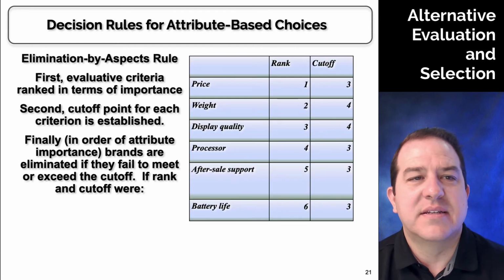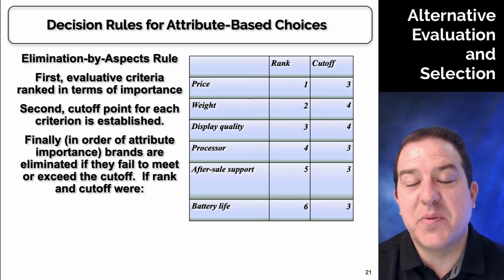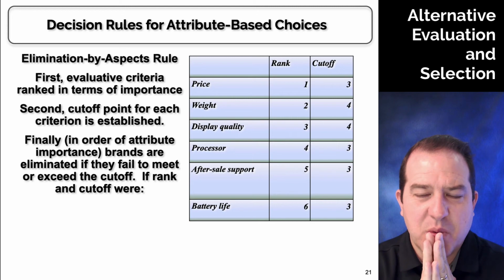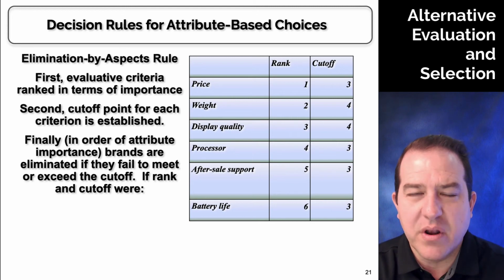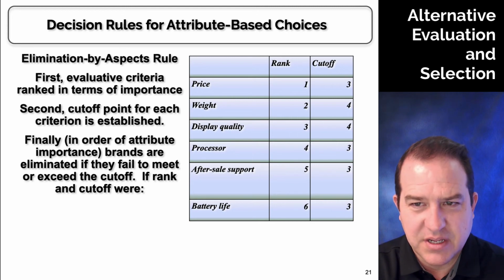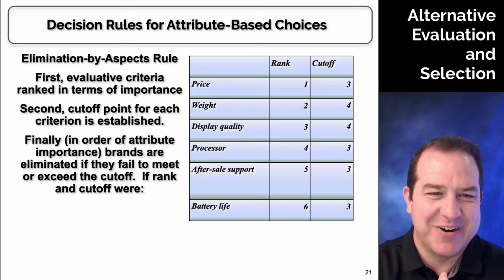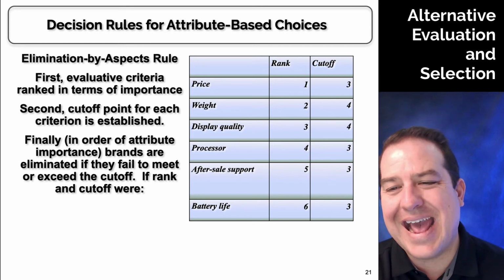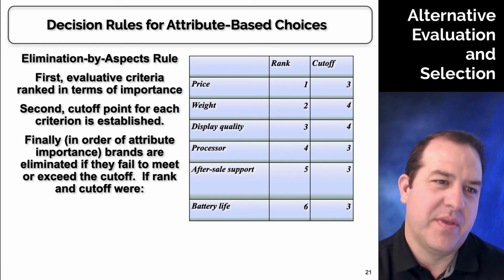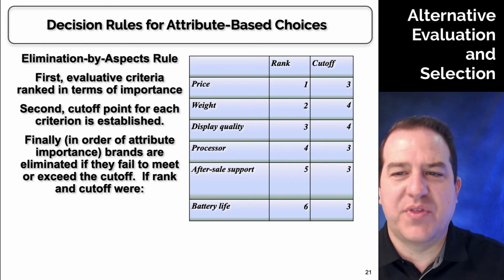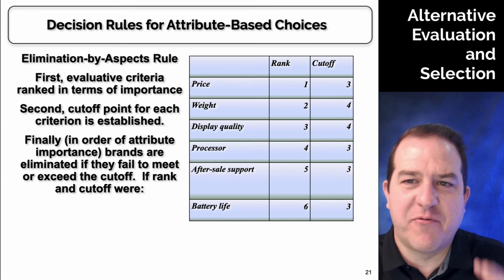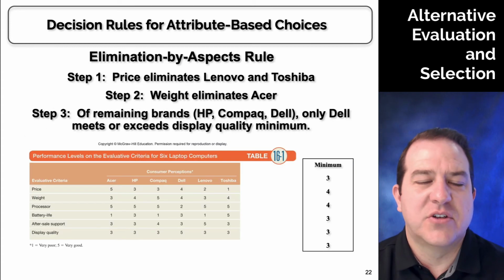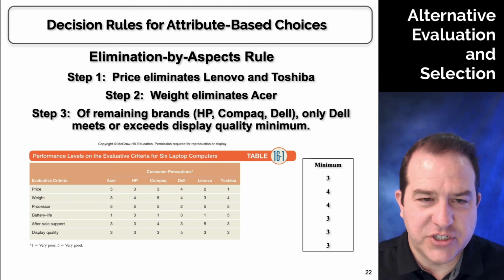Now, decision rules for attribute-based choices. Elimination by aspect rules. This is where we're going to rank what's the most important thing first, and then make sure there's a minimum for it. Okay, so we're going to say the most important thing is price, but it has to have a minimum of a 3. And the second most important thing is the weight, but it has to have a minimum of 4. So we're going to go down through and sort things out through that. So step 1, price eliminates Lenovo and Toshiba.